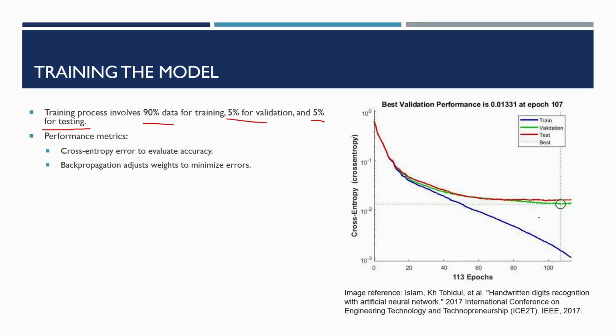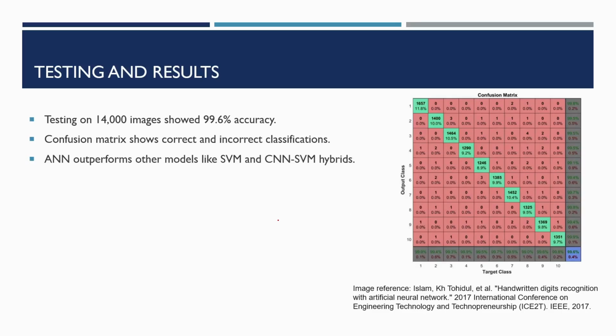So here you can see the graph of 113 epochs where the plot for cross entropy error is plotted. The red line is for the test, green is for the validation set and blue line is for the training set. Let's see how the testing is done. After training, the model was tested on a separate set of 14,000 images and achieved an accuracy of 99.6%. The confusion matrix used by the authors highlights correct classification in green and misclassifications in red.